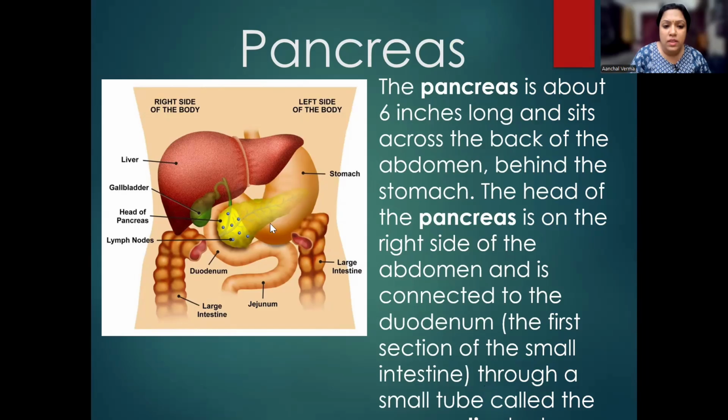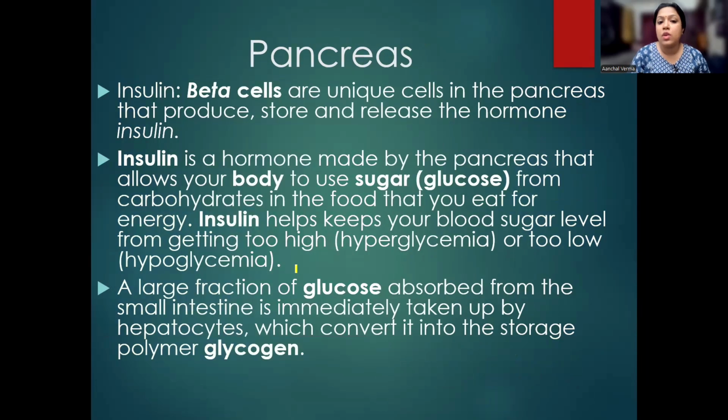So here you can see this question is asked in the exam: what is the location of pancreas? Pancreas is located in the loop of duodenum behind the stomach. This is the perfect and the only accepted answer. Pancreas is located in the loop of duodenum behind the stomach.